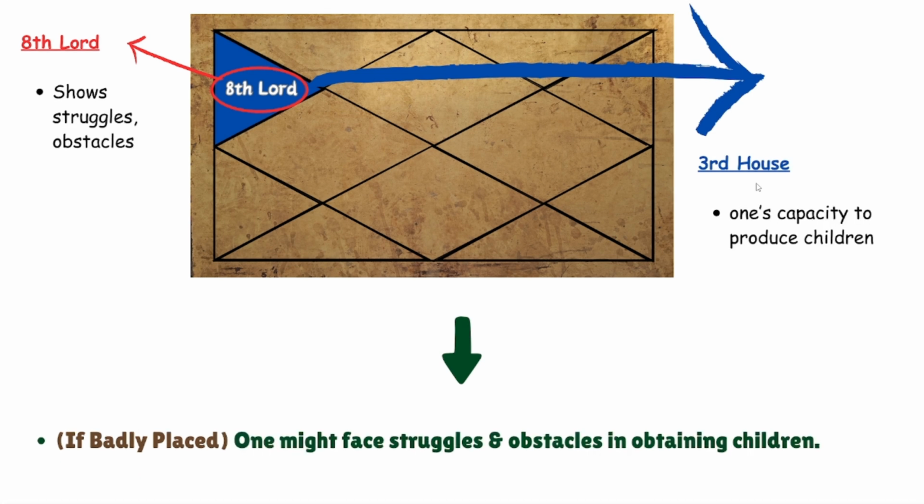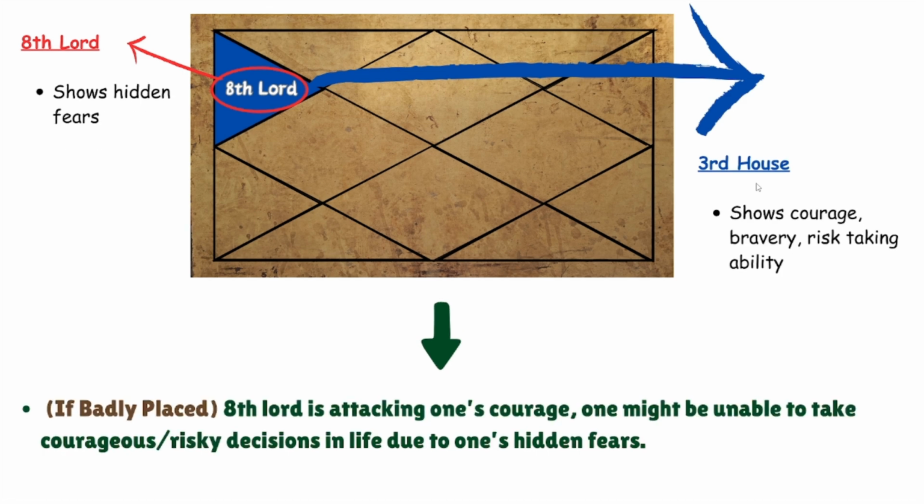Now, eighth lord shows struggles and obstacles in life, and third house is a house which shows your capacity to produce children. So, if this is badly placed, then one might face a little bit of struggles and obstacles in obtaining children. Eighth lord shows one's hidden fears, and third house is a house which shows your courage, your bravery, your risk taking ability. So, if this is badly placed, eighth lord is attacking your courage, your ability to take courageous and risky decisions in life.